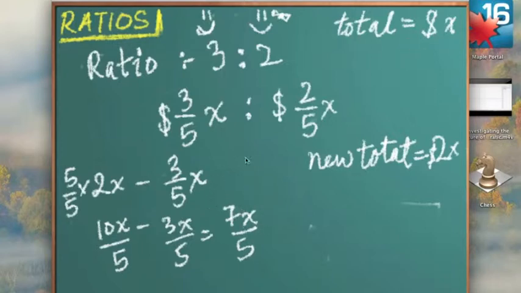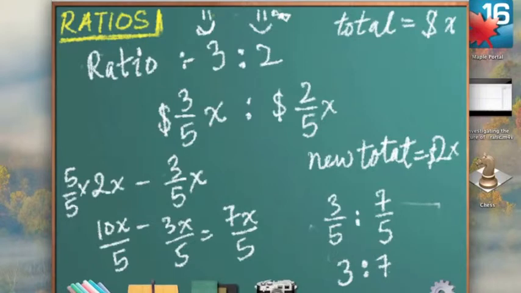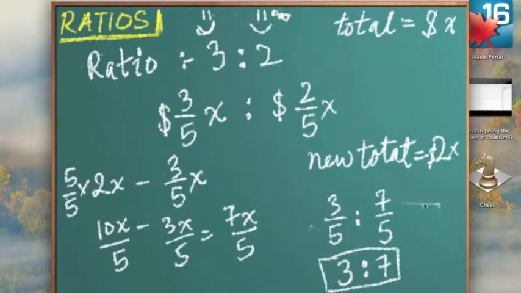So they're going to share it in the ratio 3 out of 5 is to 7 out of 5. Multiply both sides by 5, we can do that in a ratio and get an equivalent ratio. If we do that, we get 3:7, and that is the answer to the question. That is the answer to the problem.